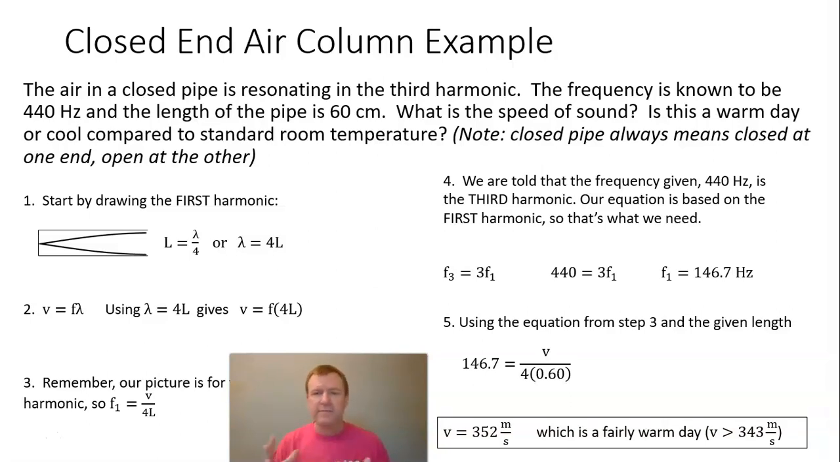Okay, all right, that's it. Subtle differences between closed-end and open-end air columns, but start off with a good picture. Know you have an antinode at the open end, a node at the closed end. Always work off of that first harmonic, and you should be in good shape. Let me know if you have any questions.